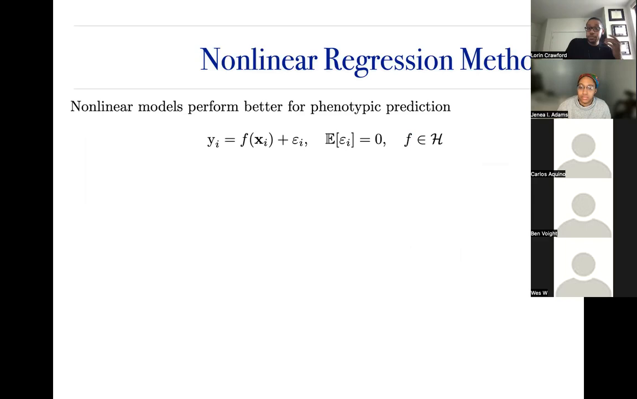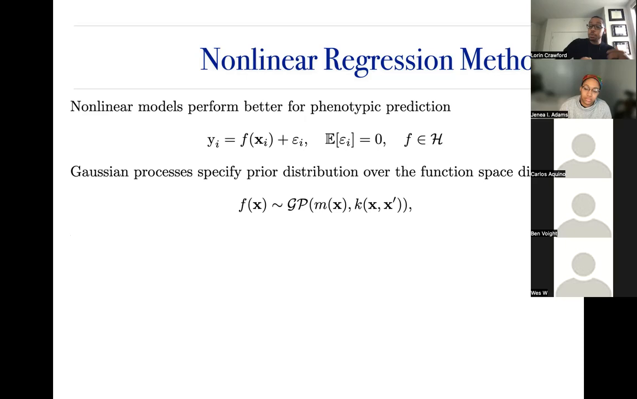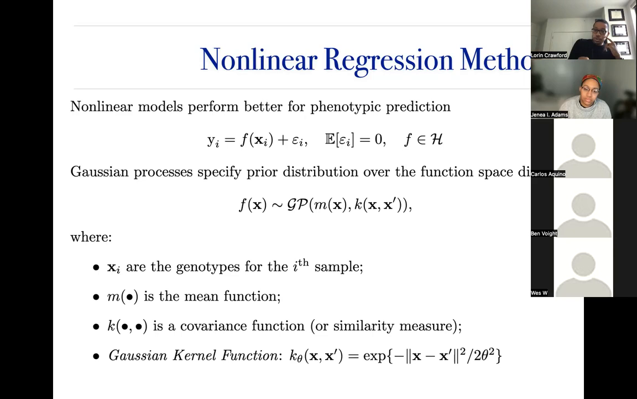I'm going to model this function via what we call a Gaussian process. So I put a prior over the function space, meaning that the relationship between X, some genotype, and my output phenotype can be of any kind of form. And I'll put a prior over the different forms it can take, right? And so again, X are genotypes of interest. That M term in my GP is called a mean function. For the sake of this talk, let's assume that that mean function is set to zero. The K is going to be our covariance function, or you can think about this as a similarity measure.